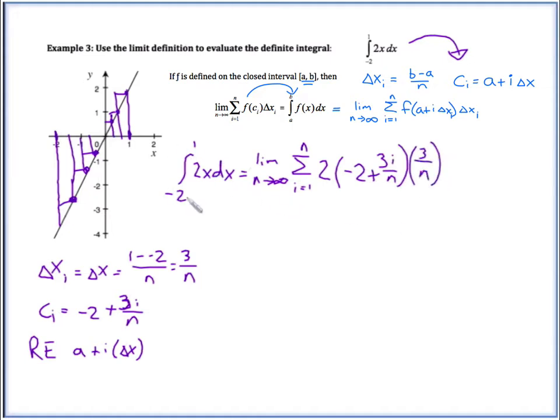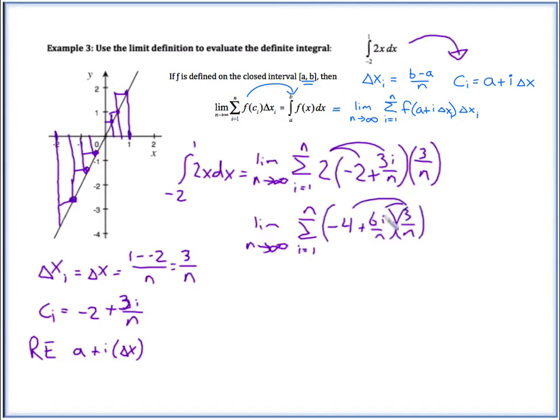So this is how you find your definite integral. We've got to find this limit. So let's go ahead and do that work here. We'll distribute everything. So the 2 is going to go in. So we have negative 4 plus 6i over n. And now let's go ahead and distribute the 3 over n here.